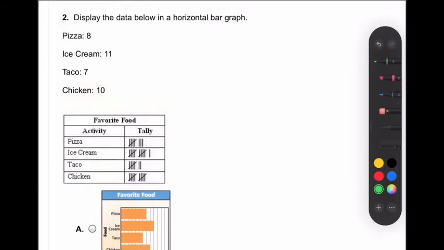Now let's move to the second question. Display the data this time in a horizontal bar graph. In a horizontal bar graph, we start from the left to the right. The data shows that it's for the favorite food: 8 like pizza, 11 like ice cream, 7 like tacos, and 10 like chicken. So we need to find the horizontal bar graph that represents this data.